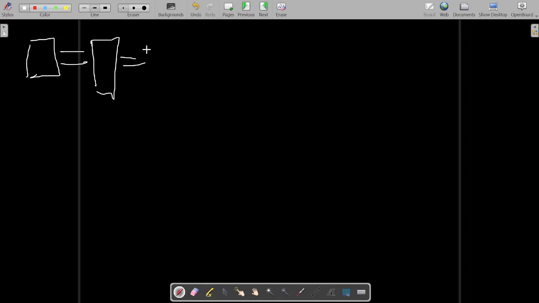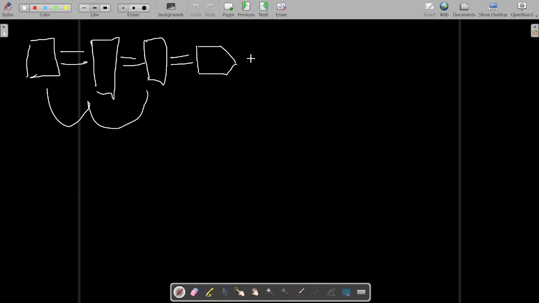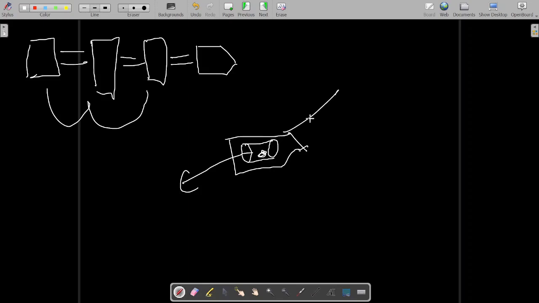Suppose you have a rocket like this. This is joined in series. Then one inside the other. Suppose you have this kind of rocket. Then there is one more part inside the rocket. As the rocket drops this, the velocity of the rocket increases after that. So this is one inside the other. This is inside this, this is inside this.